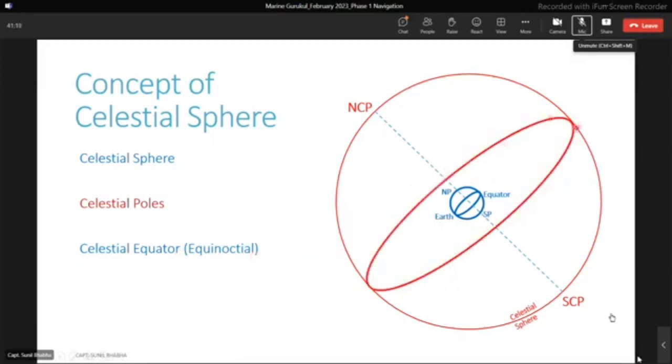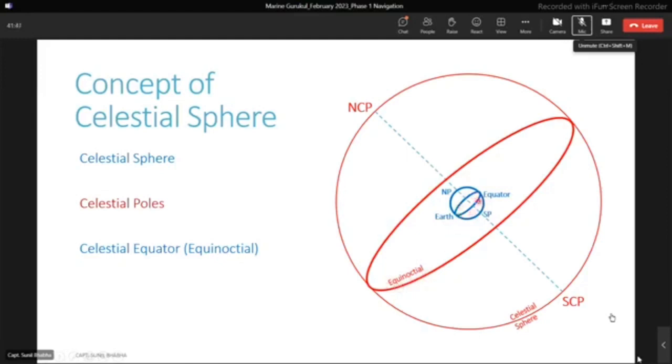So you can see this red color great circle which is located on the celestial sphere, exactly midway between the north celestial pole and the south celestial pole. This is the equinoctial. So you can see it labeled in the diagram. Now you can also understand equinoctial from a different perspective.